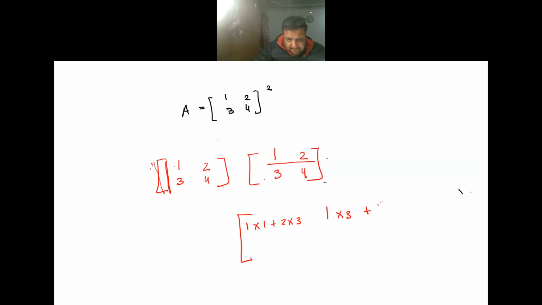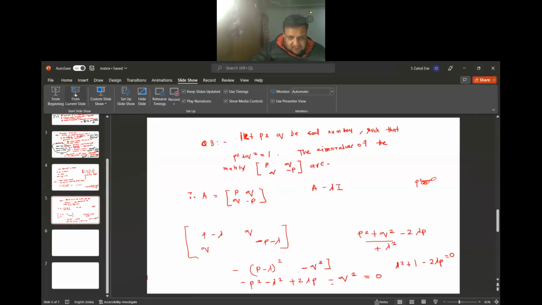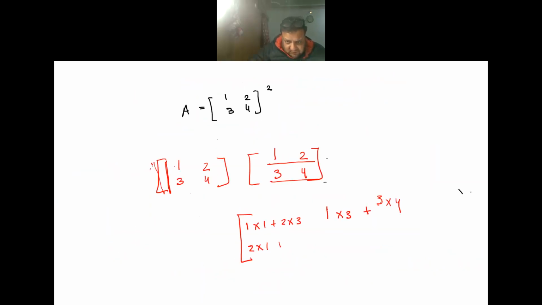Taking this column, into 4, then 2 into 1 plus 4 into 2 and so on, and finally 2 into 3 plus 4 into 4. So this is the value.